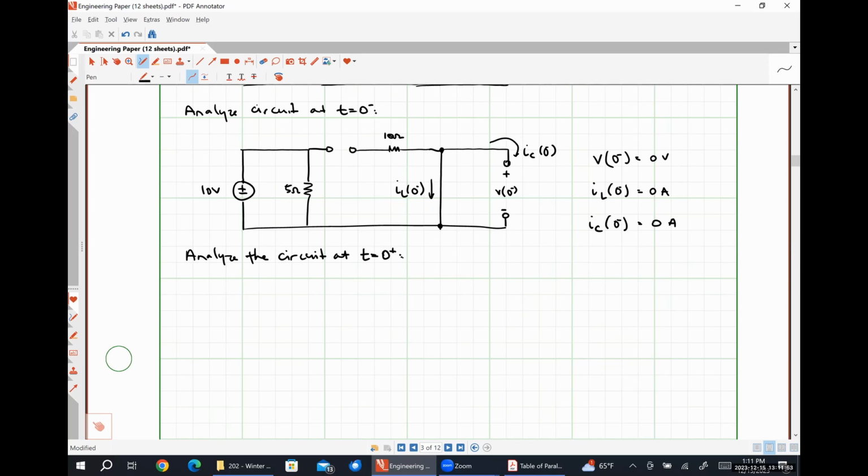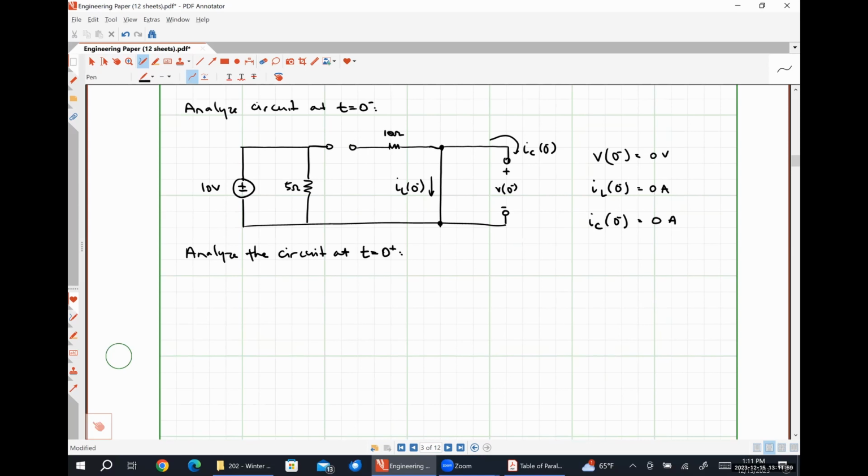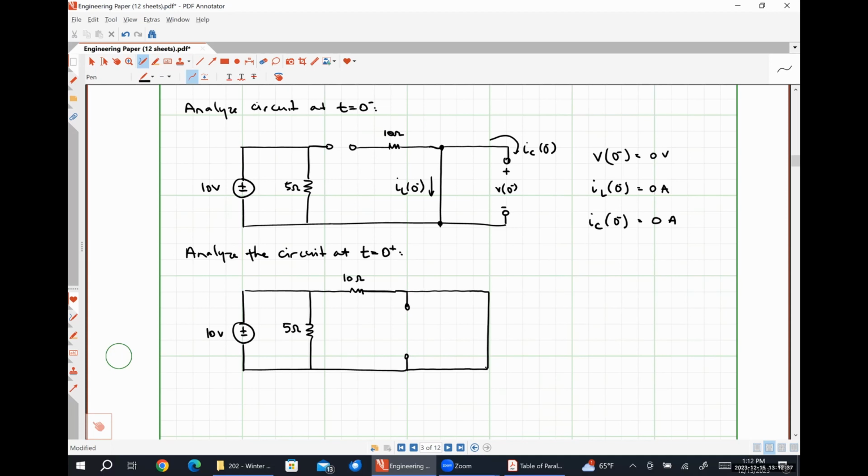So at t equals 0 plus, our switch is going to be closed. Okay? So I'm going to have my 10-volt source like so. Here's my 5-ohm resistor. My switch is going to be closed. Here's my 10-ohm resistor. I'm going to represent my inductor as if it were an open circuit, and my capacitor as if it were a short circuit. Somebody tell me why.